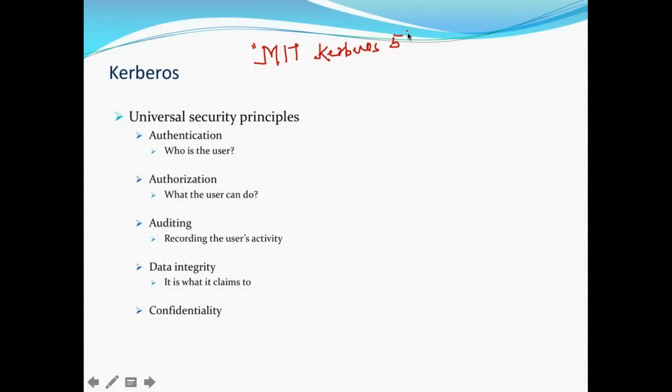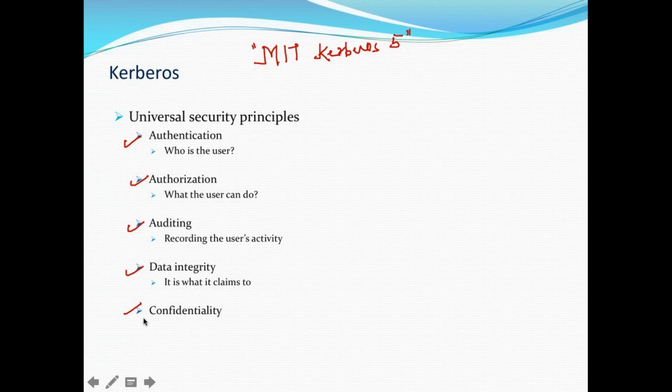Very good. Now the specific version of Kerberos which works with Hadoop is the one developed at MIT, Kerberos version 5. Now, a few of the universal security principles are authentication, authorization, auditing, data integrity, and confidentiality. So these are a few of the universal security principles.